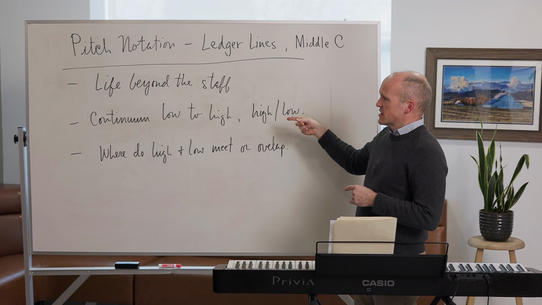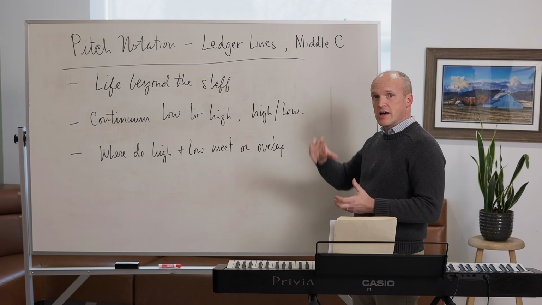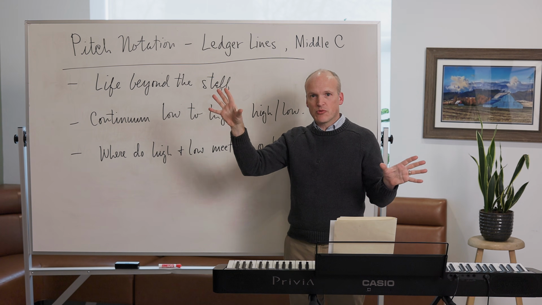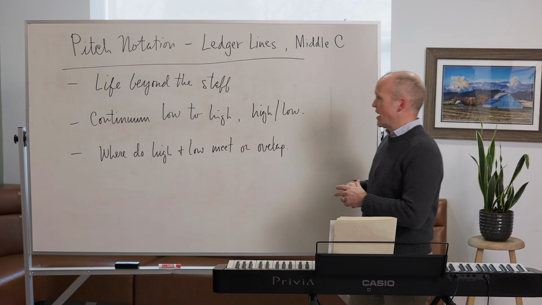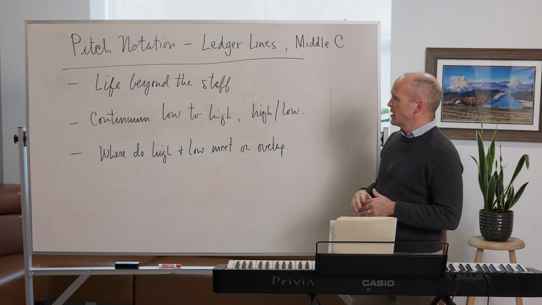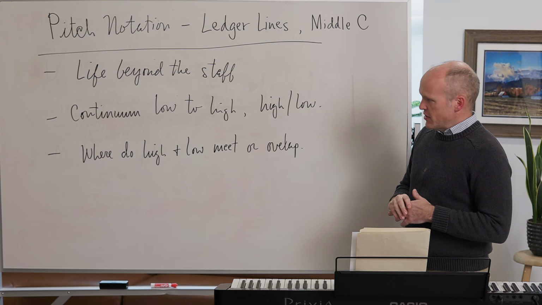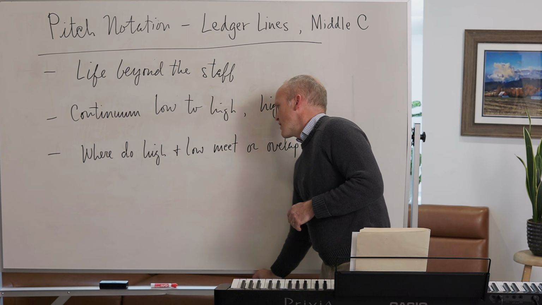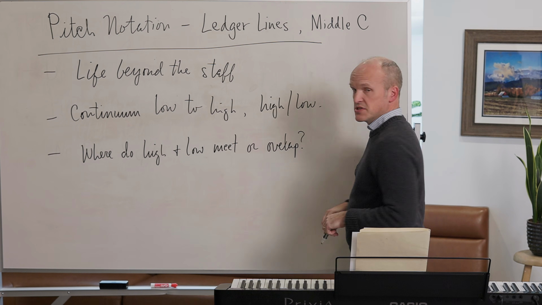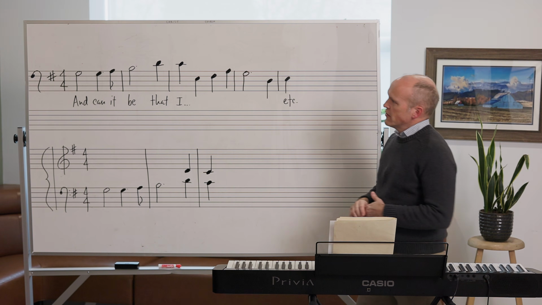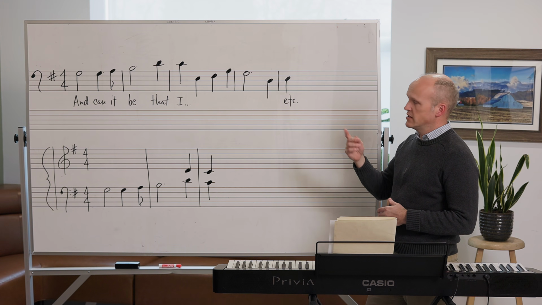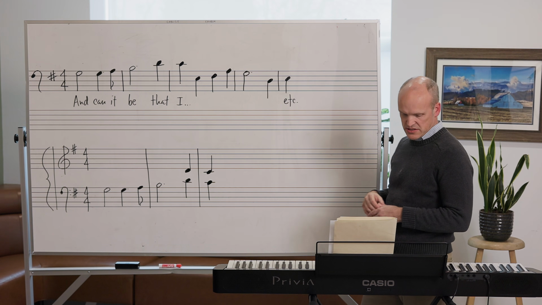Also, we'll discuss the continuum between high and low. High and low do not, in fact, occupy very separate realms, but they overlap. So there's a continuum between high and low and high. That probably begs the question then, where do high and low meet or overlap when we see music on the page? So here on the screen, we have a familiar hymn tune notated, and I notated it just for the sake of example in the bass clef.